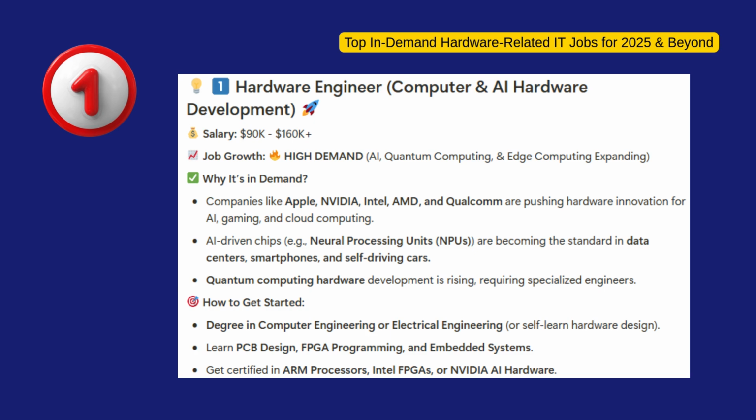So we have NPUs that are becoming the standard in data centers, smartphones, and self-driving cars. And that quantum computing hardware development is also rising. So it's requiring specialized engineers, like hardware engineers. And if you want to get started, you don't need a degree, but if you do, one in computer engineering or electrical engineering will really help you. Or you could just self-learn like you're doing now. And you would just learn specific things like embedded systems or PCB design. And it would be great to get certified in a vendor certification, like NVIDIA's AI hardware.